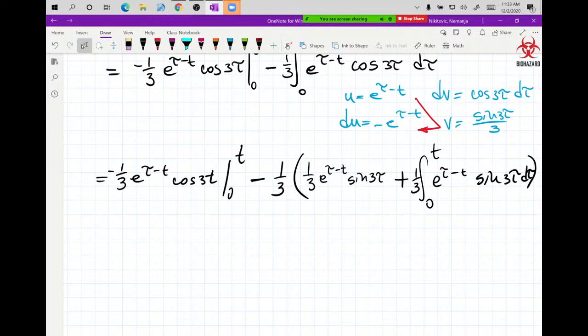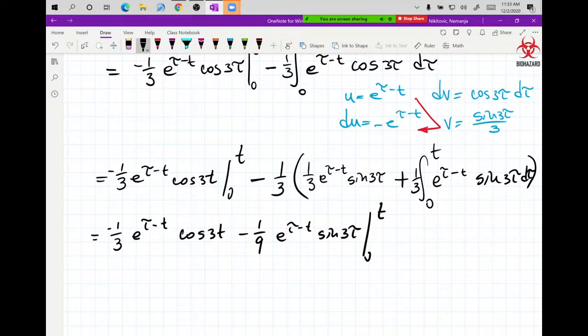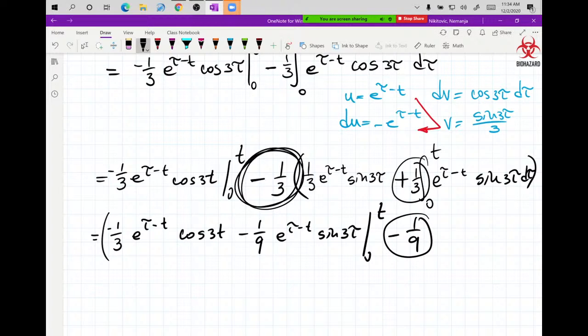Distribute everything, and we are almost done, right? Negative 1/3 e to the tau minus 3t cosine 3t minus 1/9 e to the tau minus t sine 3 tau, all of that from 0 to t. And then minus 1/9. This is where your grade usually dies, right here, because you forget to distribute this negative 1/3 to the positive 1/3 to get negative 1/9.